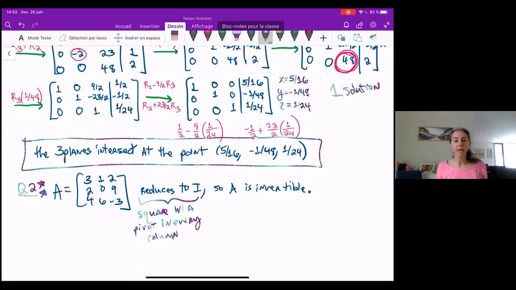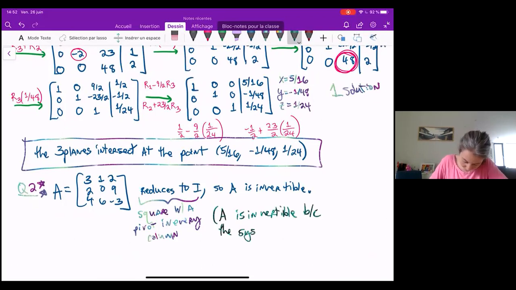Now, another way to think about this is we just saw that this system of equations has one solution. And we know that one solution is what occurs when A is invertible. If A is singular, not invertible, then there are either 0 solutions or infinite solutions. So A is also invertible because the system only has one solution. And that would be another way of thinking about it. So those two things always go together. Those are our equivalent statements.